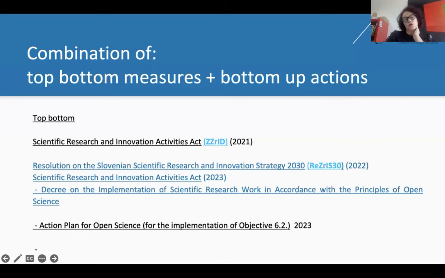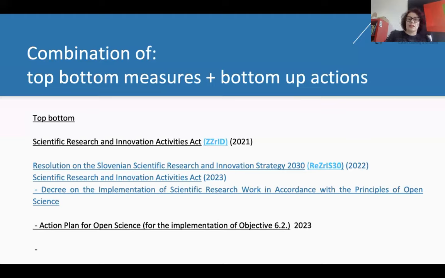Then in the last year, the government also enacted a decree on the implementation of scientific research work in accordance with the principles of open science. That means that it developed the general provision from the Scientific Research and Innovation Activities Act into more detailed provisions, which build the framework for open science and, most importantly, for rights retention in Slovenia from top to bottom.